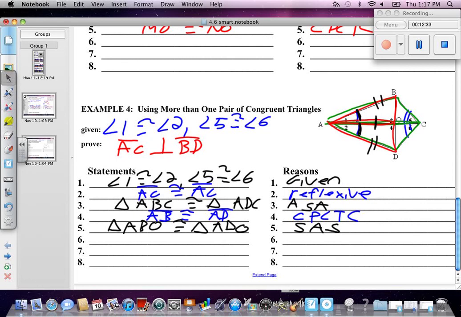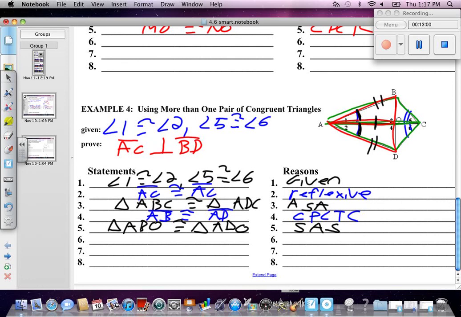Wait a minute. How'd you get ABC congruent to ADC by angle, side, angle? Because, look at the green ones, I've got angle, side, angle. Now I'm looking at the red ones, and I've got side, angle, side. So two different triangles. Is this ABC congruent to ADC? No, the first one. ABC is congruent to ADC.